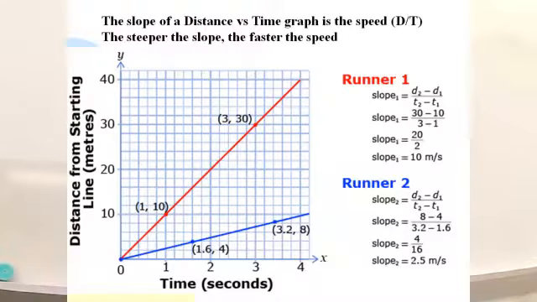Now, the blue line is a much flatter line. We can see that in 4 seconds, this person has only gone 10 meters, whereas in 4 seconds, the red line had gone 40 meters. Clearly, this person is going slower. And that is something you should be able to interpret from a graph, that a flatter, less steep line has a smaller slope. Doing our distance over time, he's gone 10 meters in 4 seconds, so 2.5 meters per second is the speed.